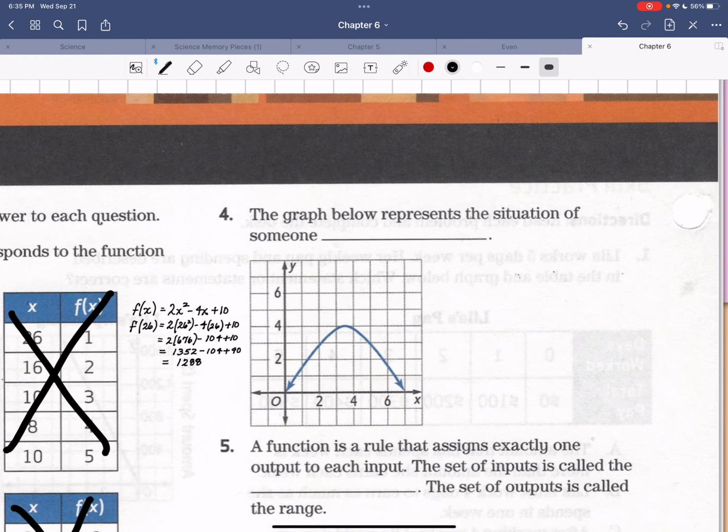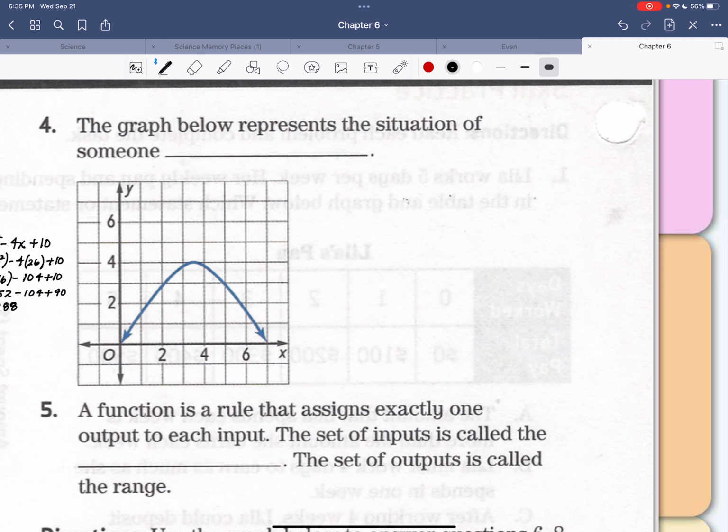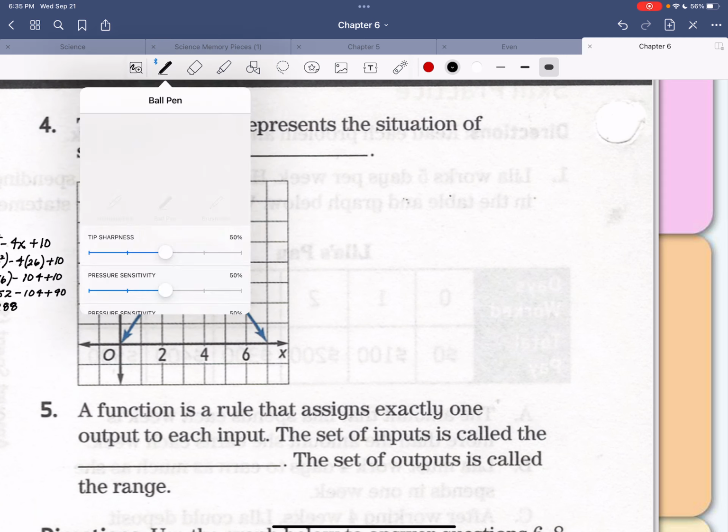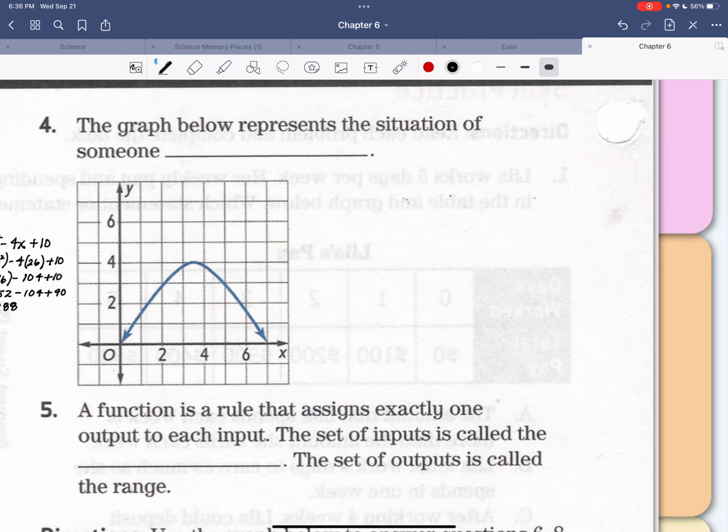Number 4. The graph below represents the situation of someone blank. Oh, we're supposed to make up the story that fits. The first thing that comes to mind with me is someone hitting a golf ball. You could also say someone is kicking a ball.